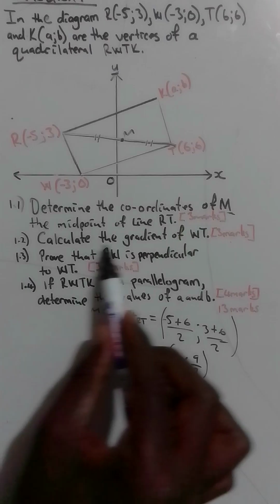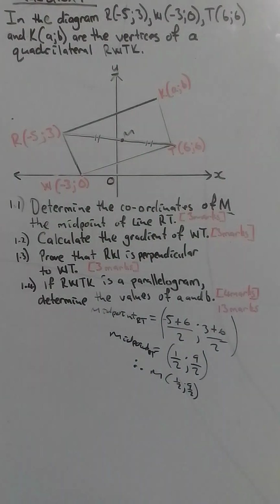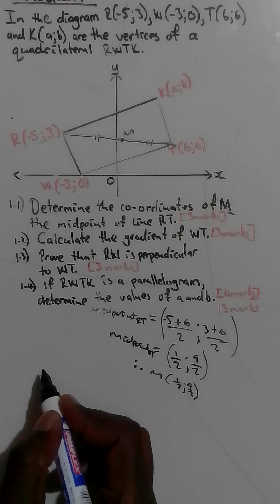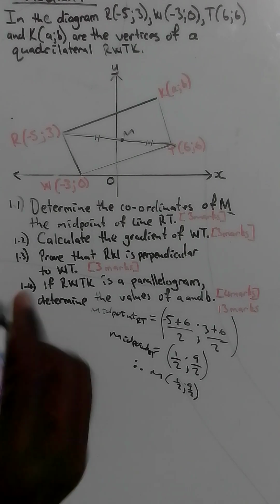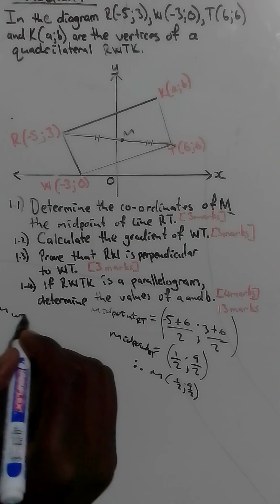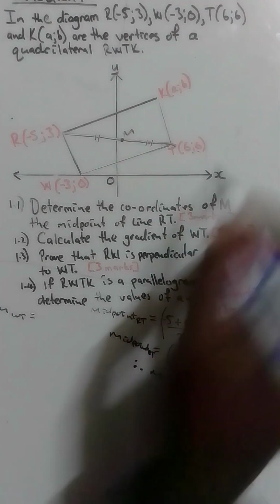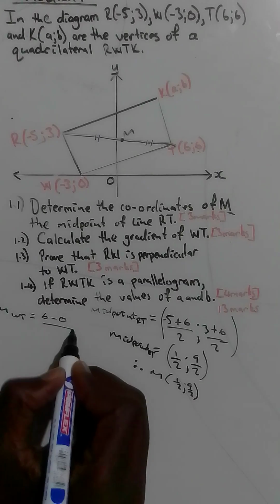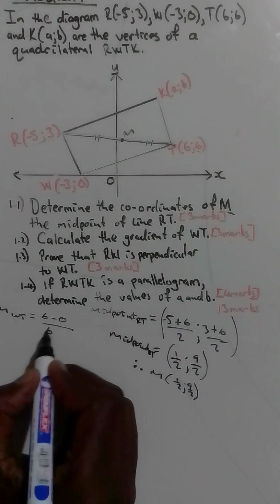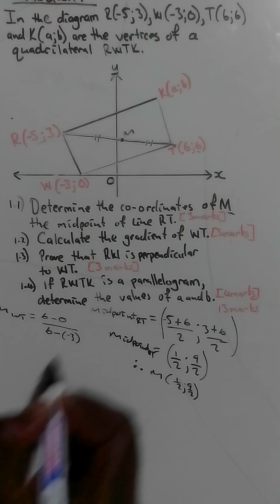The next question says calculate the gradient of WT. We need the gradient of this line WT, and we are going to use our gradient formula. The gradient of line WT is equal to my y at point T, which is 6, minus my y at point W, which is 0, all over my x at point T, which is 6, minus my x at point W, which is -3, like that.